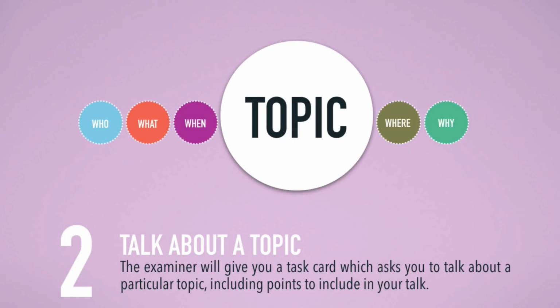Now let's go to part 2, talking about the topic. In this part, the examiner will give you a task card which asks you to talk about a particular topic, including points to include in your talk. So as you'll notice, we have the who, what, when, where, and why. This is key for this part of the test.